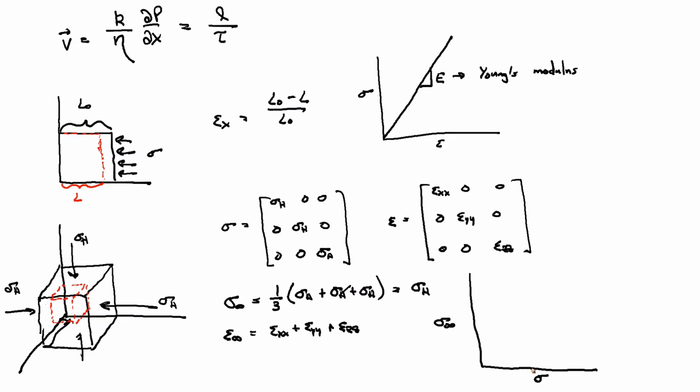Okay, well, anyway, if I plot the average hydrostatic stress over the total strain, I also get a straight line. What's the slope of this line? Well, it has a name. Ever heard of bulk modulus? You ever heard that? Bulk modulus? So we usually use capital K for bulk modulus. So this is the bulk modulus.